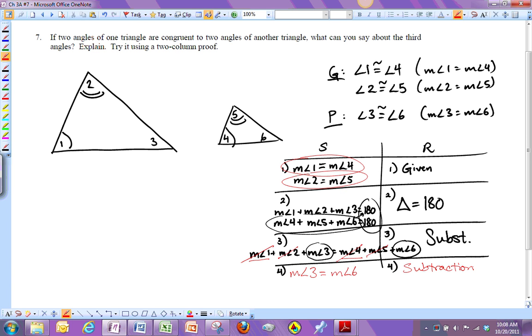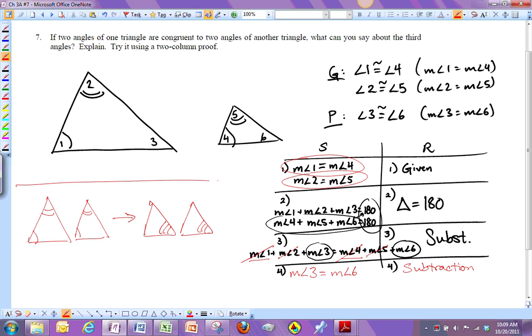Okay, and what we proved here is a new theorem that we can use in proofs, which is if you have two triangles and these two angles match up with these two angles, then the last angles also have to match up. Just like this. So we said in class we're allowed to use this now as a reason. Okay?